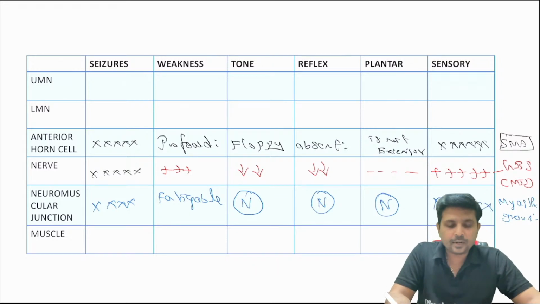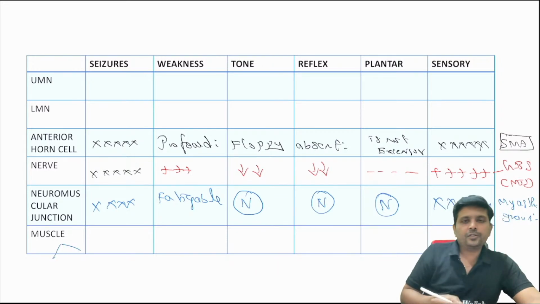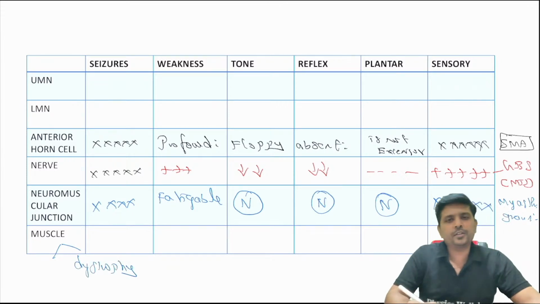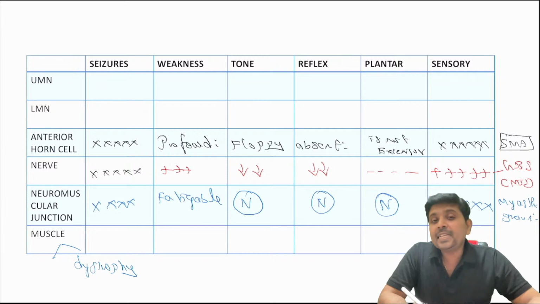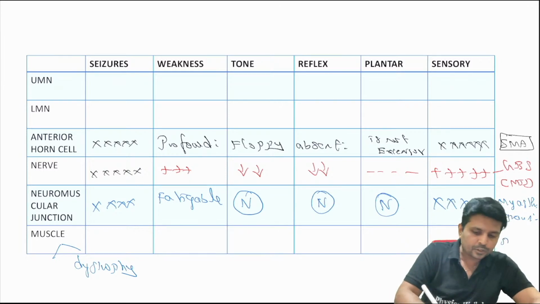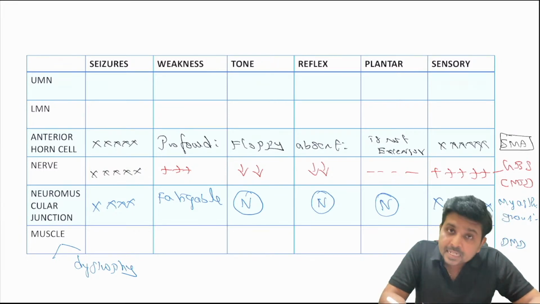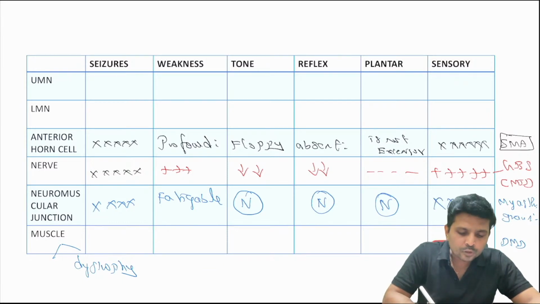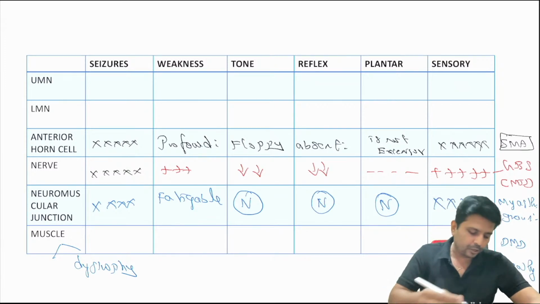And finally, muscle. In muscle, you can have two things. One is muscular dystrophy. You would have heard about Duchenne muscular dystrophy, where there is absence of dystrophin. Because of the absence of dystrophin, there is degeneration of the sarcolemma leading to muscle death. That is called Duchenne muscular dystrophy. Or else, congenitally there will be a structural problem in the muscle membrane protein. Those diseases are called myopathies.